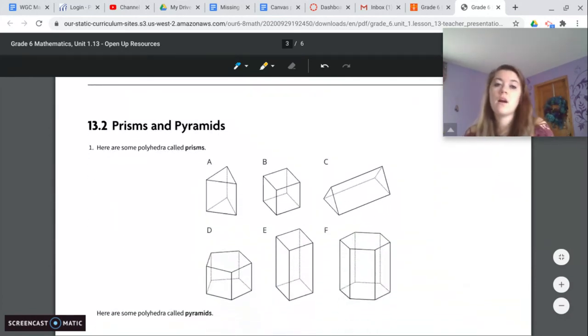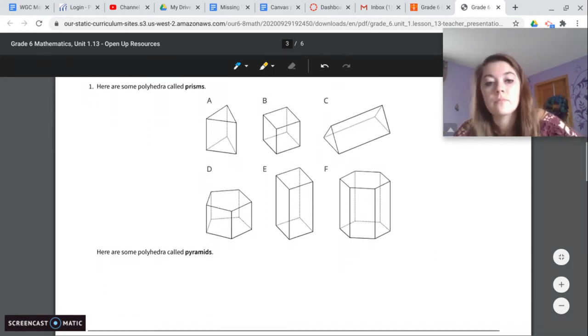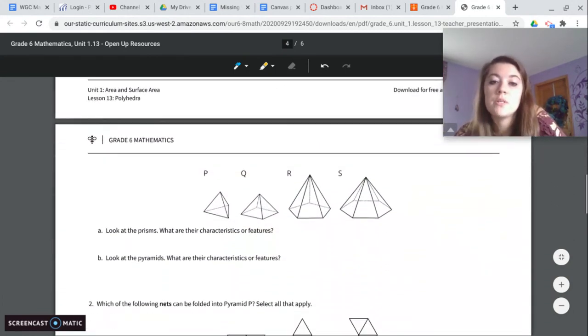All right, so here are some polyhedra called prisms. So our prisms, these are all different prisms. This first one's a triangular prism. This one's a square prism. This one's another triangular prism. This is a pentagonal prism, another square prism, and a hexagonal prism. Here are some polyhedra known as pyramids. So triangular pyramid, square pyramid, pentagonal pyramid, and hexagonal pyramid.